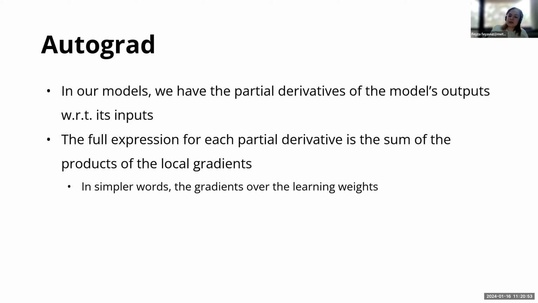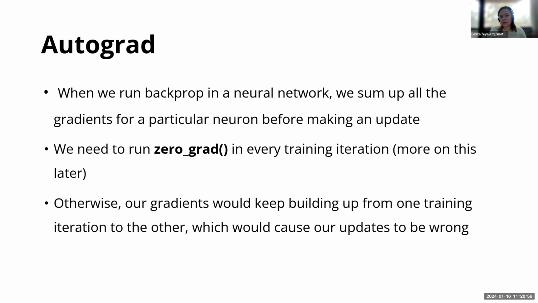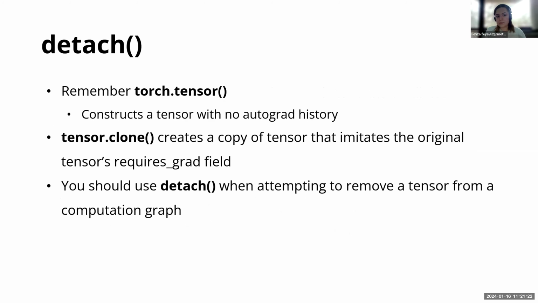In simpler words, it's the gradients over the learning rates. When we run backprop in a neural network, we sum up all the gradients for a particular neuron before making an update. So in every training iteration, in order to have correct gradients, we have to run zero grad. Otherwise, our gradients would keep summing up from one training iteration to the next, which would make our updates wrong. So we have to talk about the detach method here.